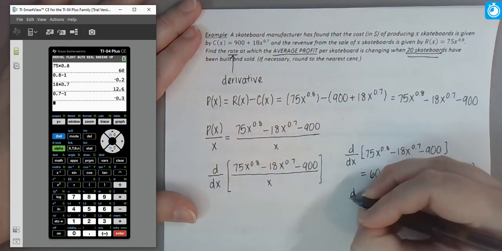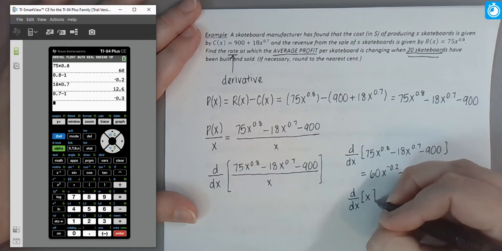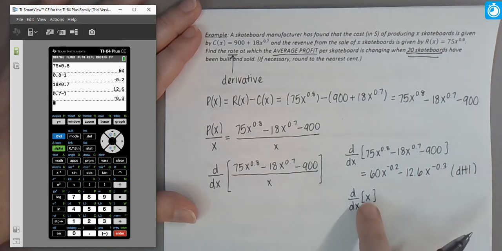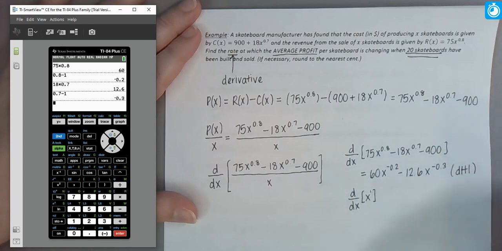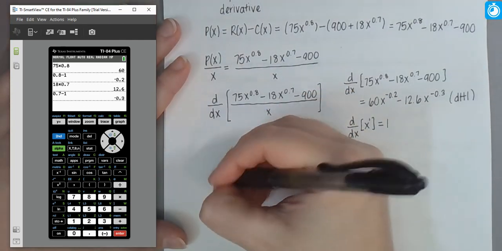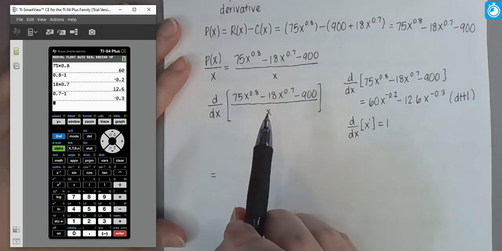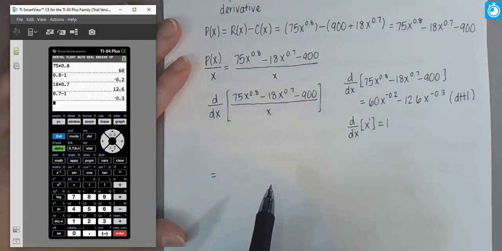Now we also need the derivative of our lower function. So the derivative with respect to x of x. So differentiating this, remember, has an exponent of 1. We bring down the exponent, decrease the exponent by 1. So our derivative is just going to be 1. I didn't leave enough space, I don't think, so I'm going to come down here and actually perform the derivative calculation. So based on the quotient rule, low d high minus high d low all over low squared.